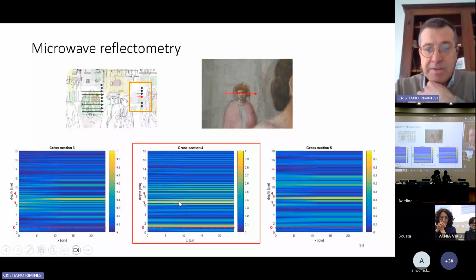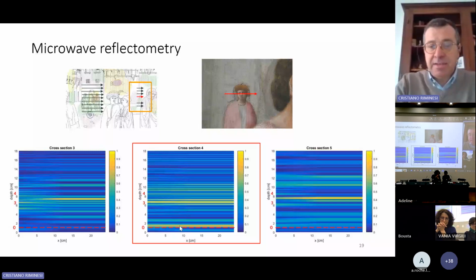In this case, corresponding to the little figure, we have a great discontinuity close to the surface, and this discontinuity is due to the presence of the detachment behind this little figure. So this detachment is localized in depth at less than 1 centimeter, and its size is less than 1 centimeter.